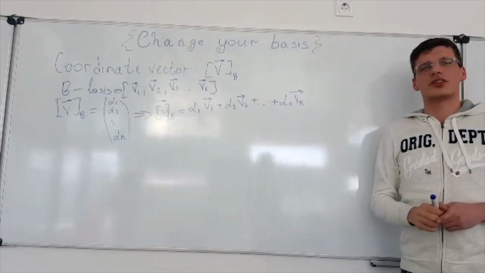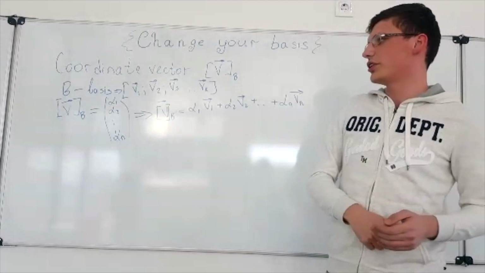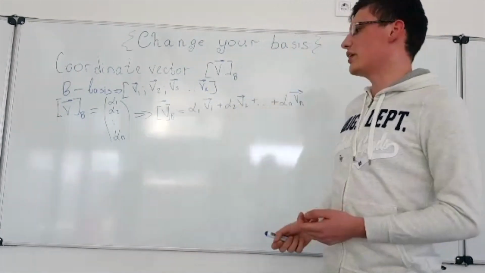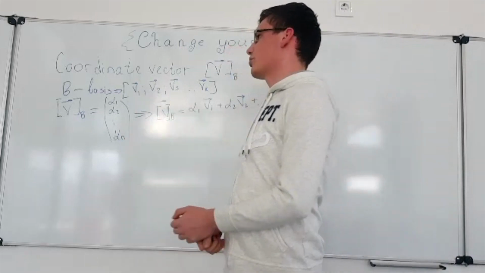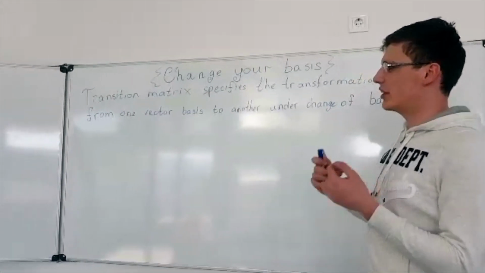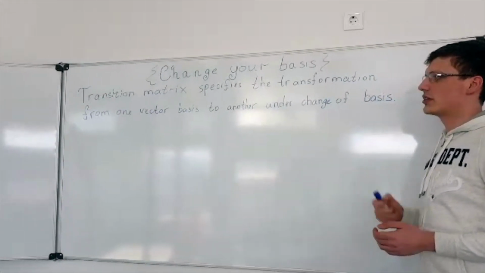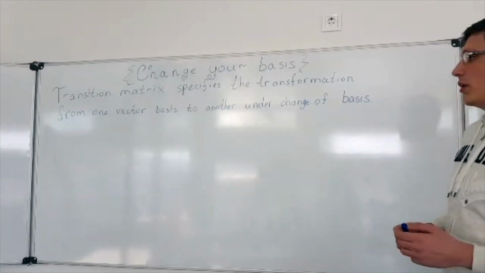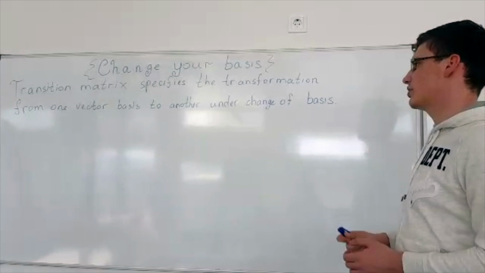So this is just a simple definition of a basis, and the vector which is represented in this basis I will name a coordinate vector, and it will be written in this way. Okay, with the coordinate vector, the next definition we need is the transition matrix. A transition matrix specifies the transformation from one vector basis to another one under the change of basis.